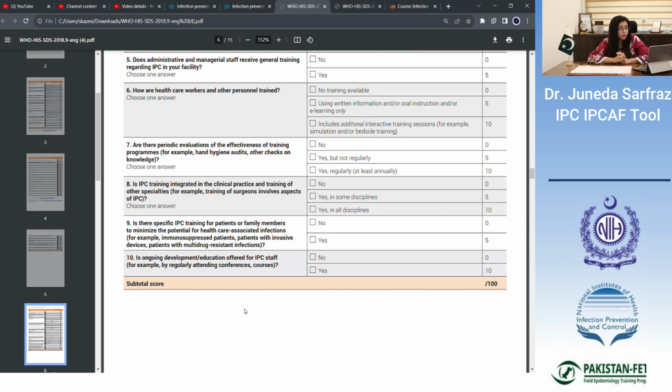And then there are the periodic evaluations of effectiveness of training programs. So once they are trained, are they evaluated as well? And in IPC, is IPC training integrated in the rest of the training programs, right? So all these things are very important. And for specific IPC training for patients or family members, if there's something that is ongoing, and is development education offered to IPC staff, for example, regularly attending conferences and courses. So again, the subtotal is from 100 and depends on what the facility would score.